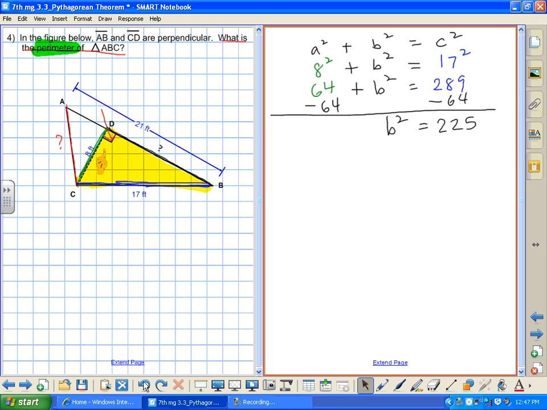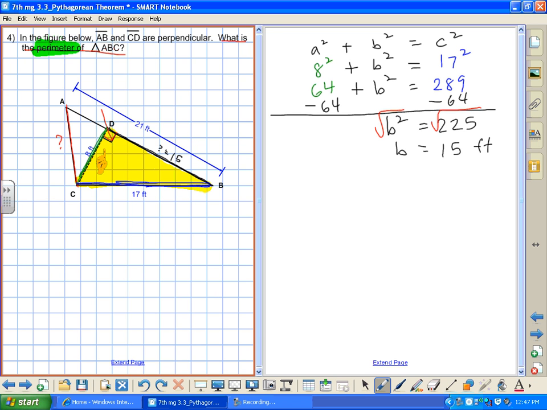Okay. You need to square root both sides. Whatever you do to one side, you do to the other. And I end up with an answer of b equals 15. Okay, 15 feet. So I figured out that this here is 15.